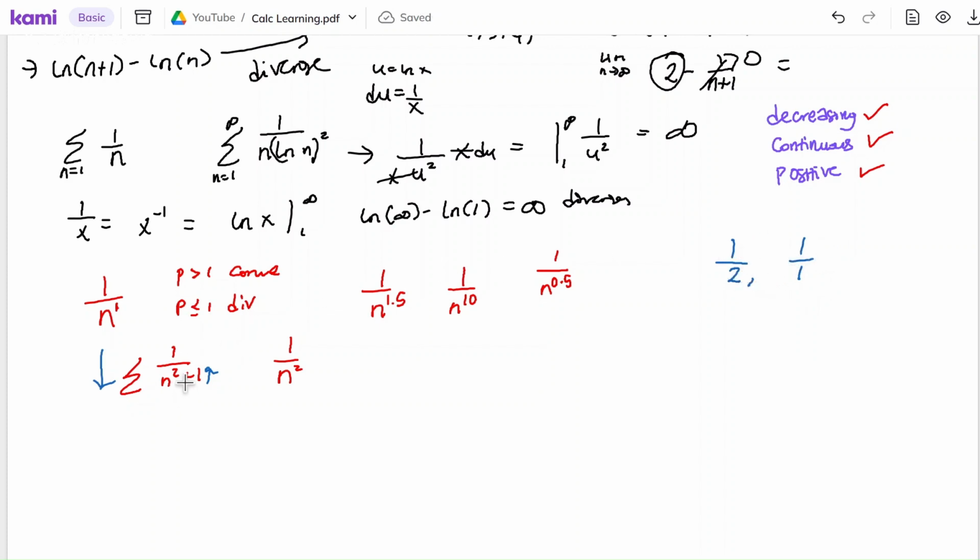So right here, you're adding 1 to whatever the series is, but here you're not adding 1. So we know this number is smaller, and we know this converges because P series converges. So that means this has to converge as well.